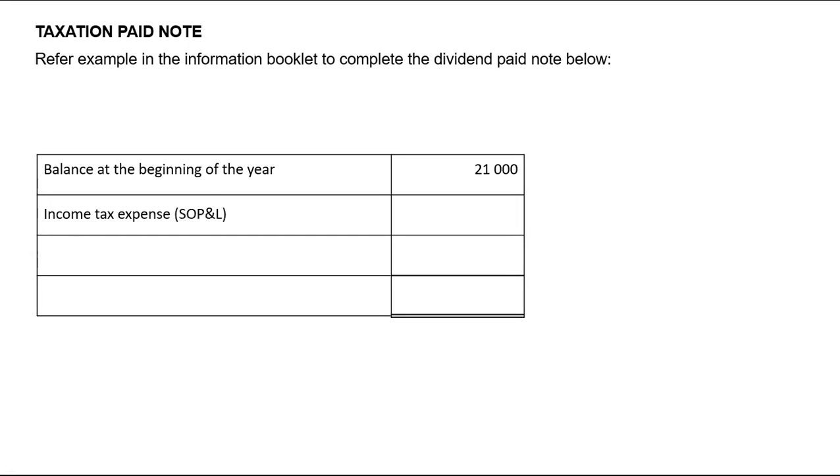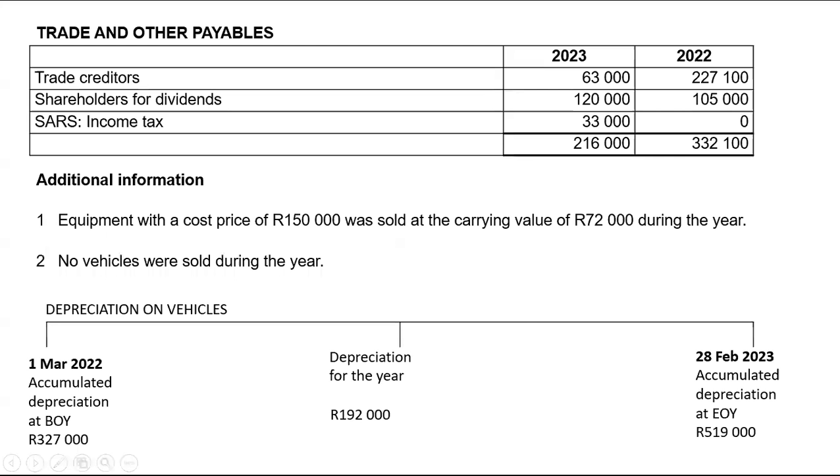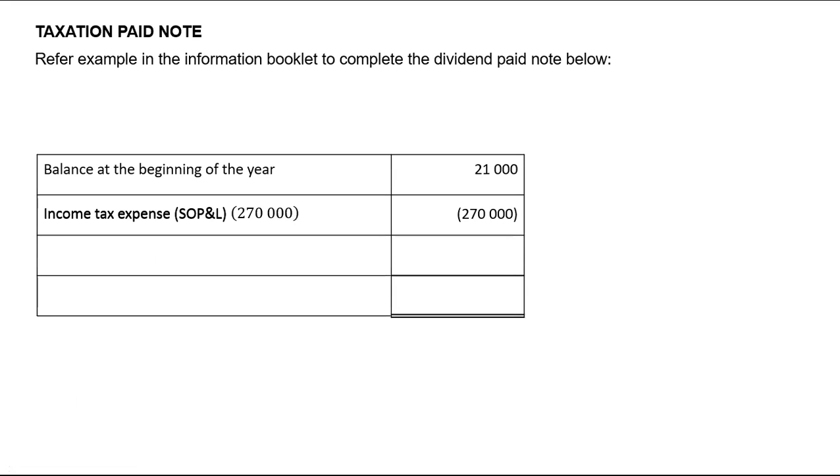The next item that needs to come here was income tax, which was given to us in the statement of profit or loss as 270,000. We put it with brackets. And SARS income tax for the current year, where was it? It was in trade and other payables, which is 33,000. It was owed to SARS in the current year. And the fact that we're owing it to SARS means for the current year, we did not pay that. So our provisional payments were less than our income tax. That's why it's sitting there. So we will only pay it next year. In the current year, it will be a cash saving. So we will show it in our taxation paid note without brackets.